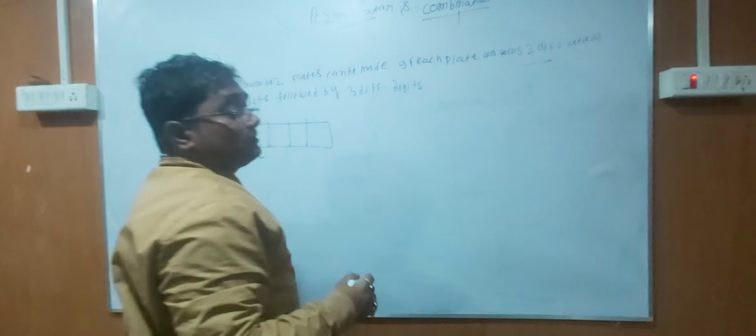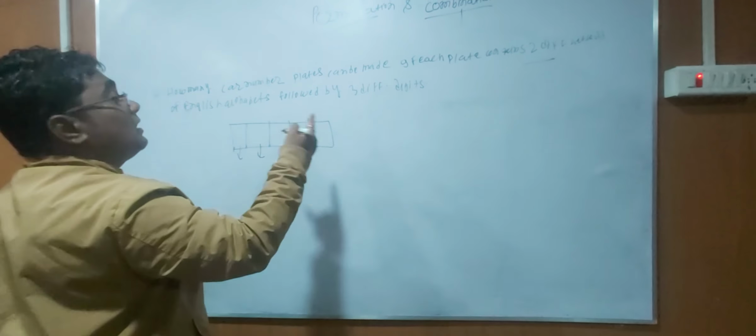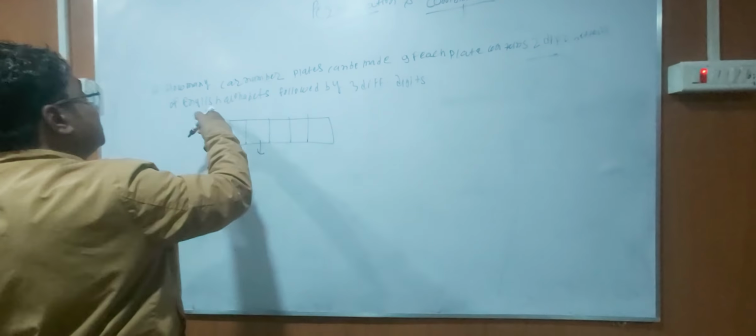How many car numbers? Two different letters and three different digits means one, two, three, four, five. Car number plate can be made like RJ14, RJ01. Okay, Rajasthan RJ01. Like these two are from alphabets or different letters. Letters of alphabets are different.